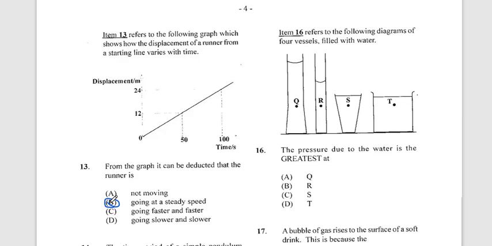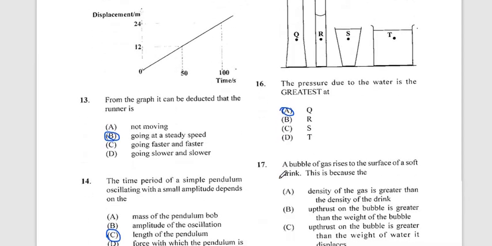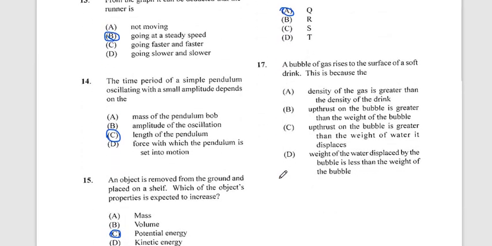Number 16. The pressure due to the water is the greatest at Q, A. Number 17. A bubble of gas rises to the surface of a soft drink. This is because B. The upthrust on the bubble is greater than the weight of the bubble.